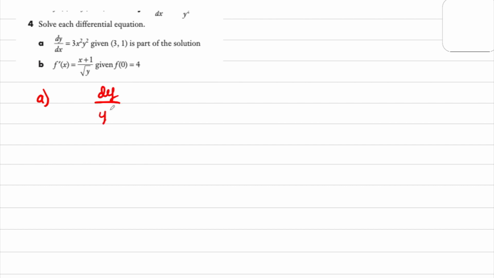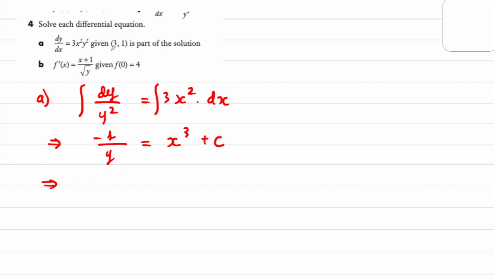as dy over y squared equals 3x squared multiplied by dx here. This side is an integral, and this one is also an integral. You can integrate dy over y squared to become minus 1 over y. The other side will be x cubed plus c, but after this step we can use the given point.